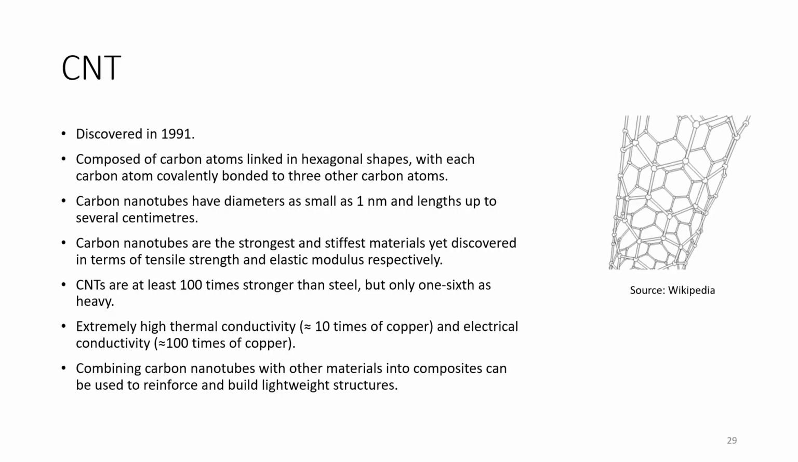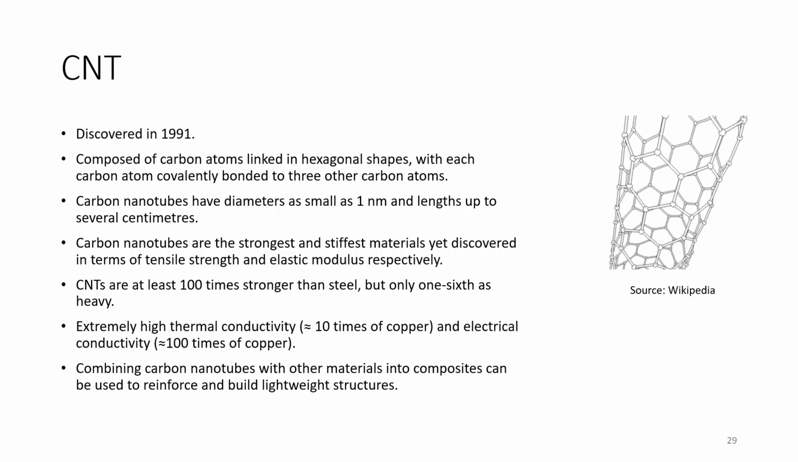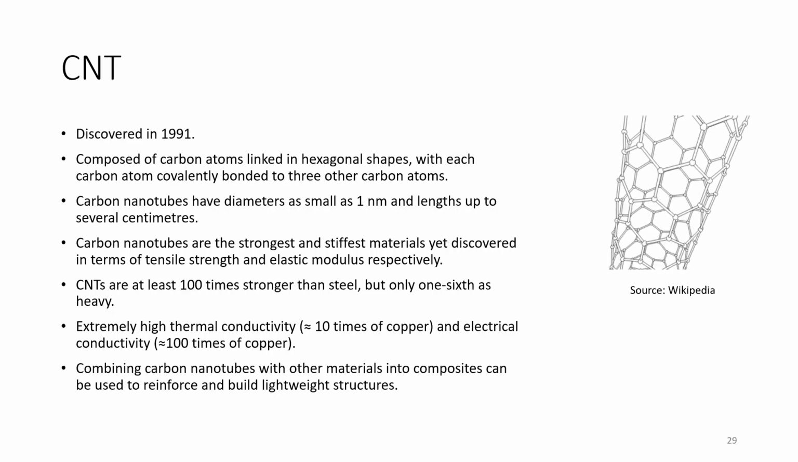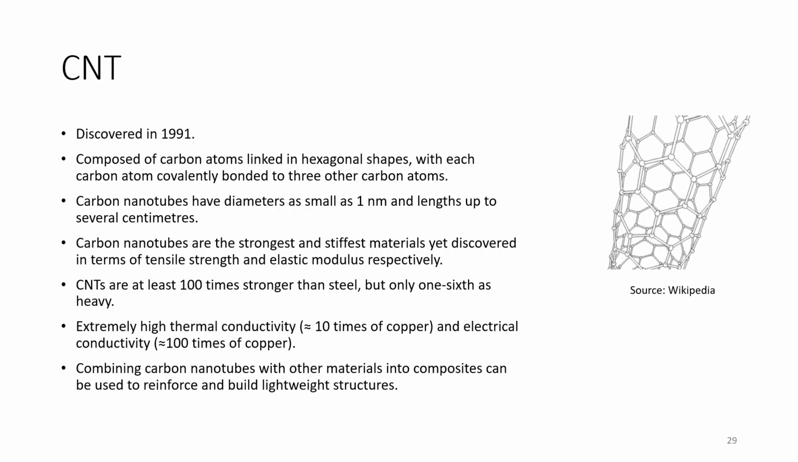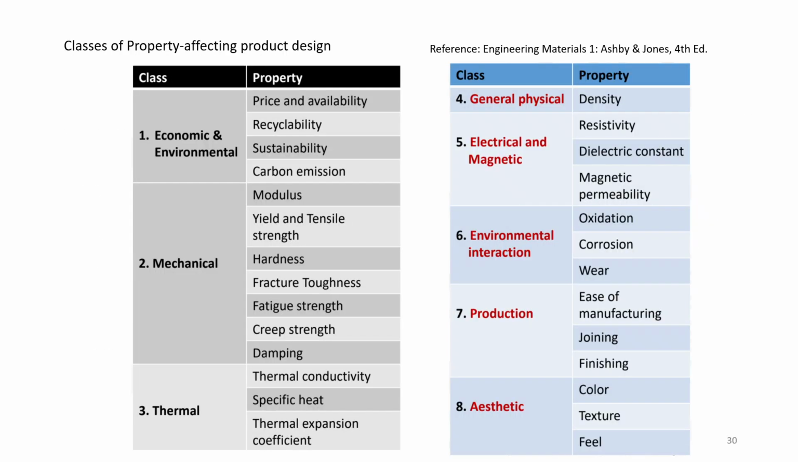And these CNTs are also used as reinforcement in case of polymers and metals as well. Next is the classification of properties based on product design. So some of the classes are economic and environmental classes, which includes price and availability, recyclability, sustainability, carbon emission.